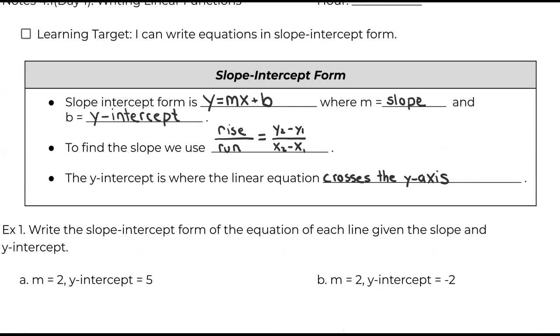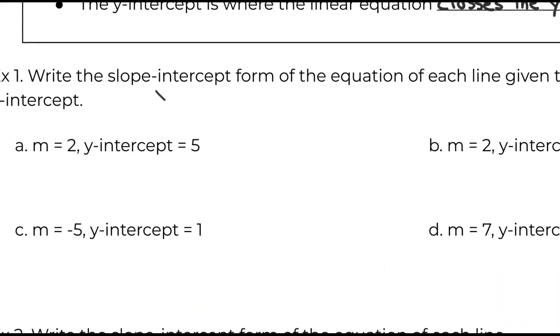So that whole box is review. We're going to use this information that we already know and apply it to something new. For these first four examples, it says write the slope-intercept form of the equation of each line, given that we already have the slope and the y-intercept. So we're writing these in the form y equals mx plus b, filling in numbers for m and for b.